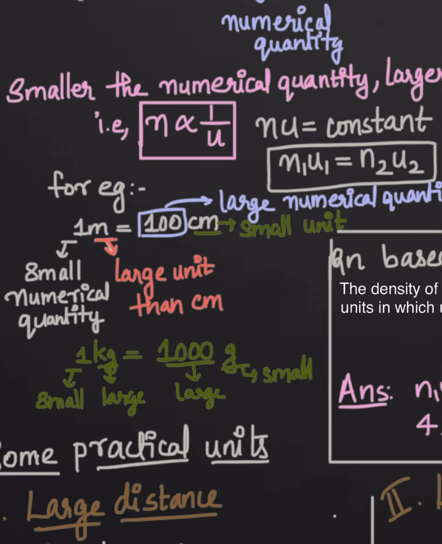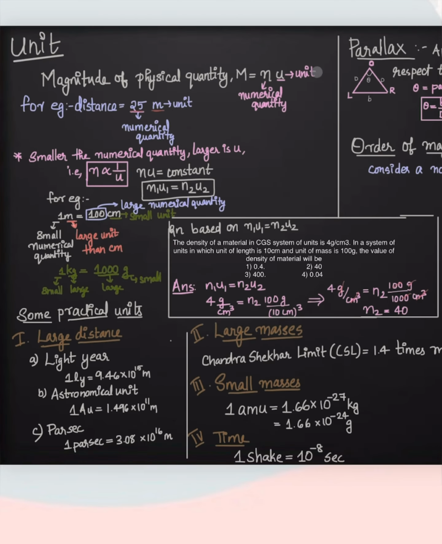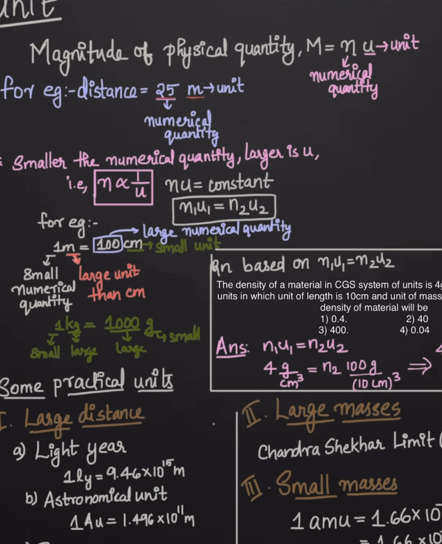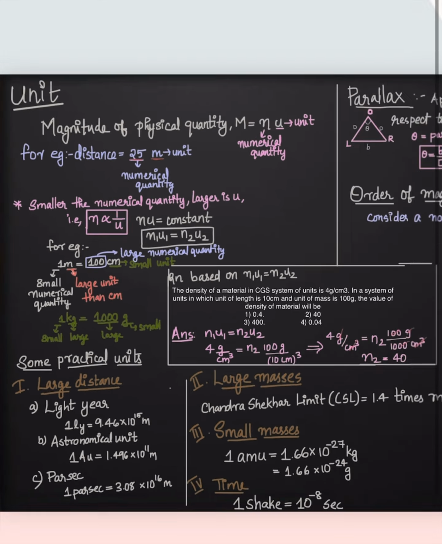In the case of kilogram, 1 kilogram is equal to 1000 gram. 1 is small, 1000 is large. Kilogram is large, gram is small. So n1 u1 is equal to n2 u2. If n is small, u is large. If n is large, u is small. That is, n is inversely proportional to u.